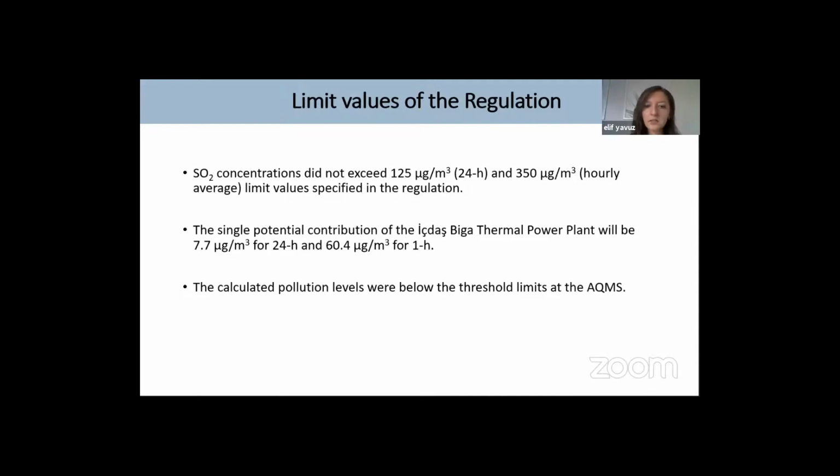It's predicted that the single potential contribution of the Bigaştaş thermal power plant will be 7.7 microgram per cubic meter for 24-hour and nearly 60 microgram per cubic meter for 1 hour. Considering the modeled and observed SO2 concentrations in 2014, it can be inferred that the calculated pollution levels were below the threshold limits at the EWMS.